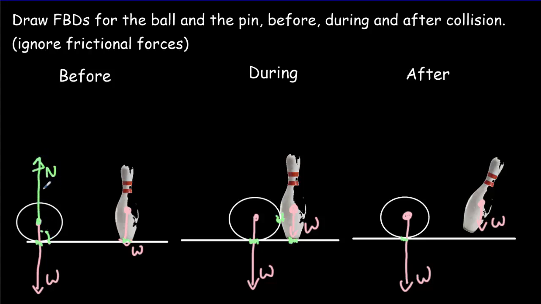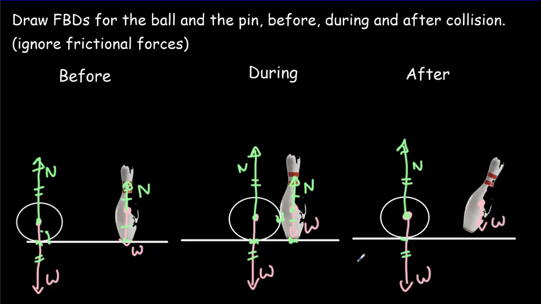So it's going to be straight up. Turns out that normal force will exactly cancel out the weight here. So you'll have no net vertical force, and that keeps the ball from popping into the air or digging down into the floor. And it works the same way on the pin. Normal force would balance out the weight, even when it's colliding, and even after collision. Here's the only place where the vertical forces aren't balanced, and that's when there's no contact.